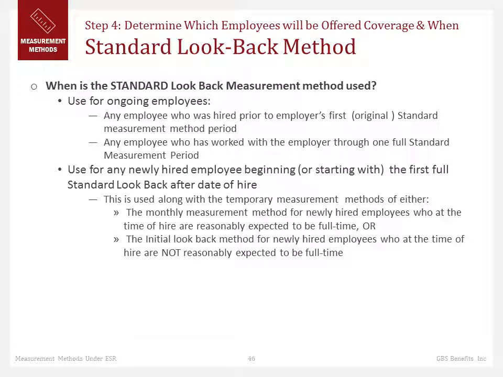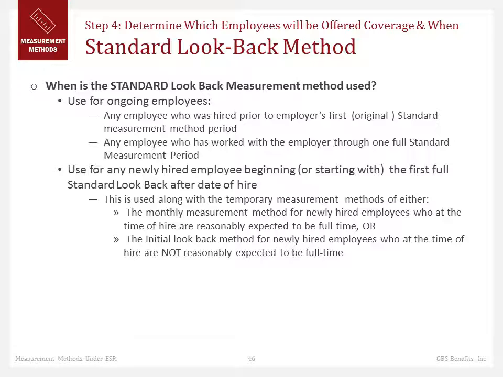When is the standard look-back measurement method used? Okay, so we've talked about the standard look-back method and how it works. Those are the basics. But let's refresh our minds on when we use the standard look-back measurement method. We use it in several ways. Here are the two bullets. First, you use it for ongoing employees.